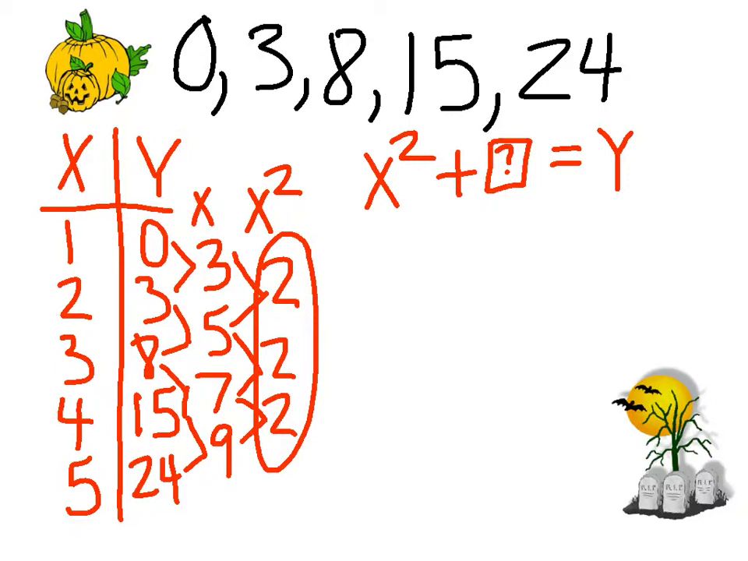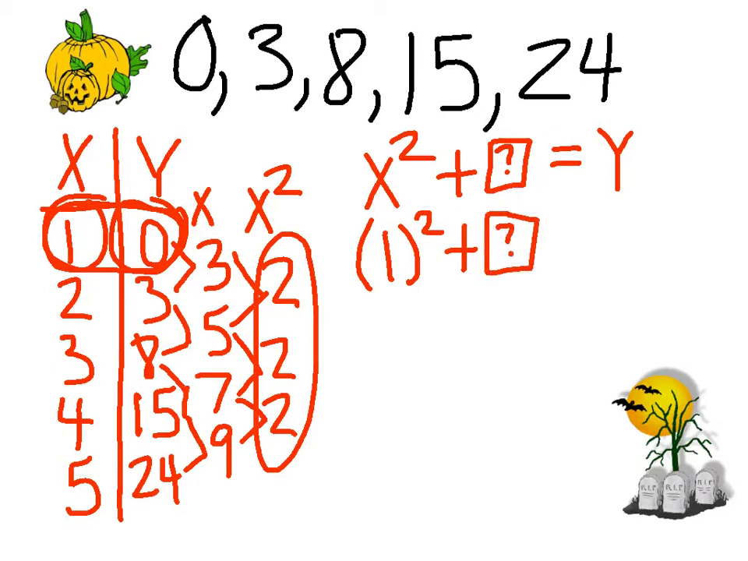Okay, so now we need to solve for this number. We're going to do the same thing we did last time. We're going to plug in one of our ordered pairs. So I'm going to plug in 1, 0. We plug in the 1 for x, and we plug in 0 for y. When we plug in 1 for x, we get 1 squared plus our number is equal to 0. 1 squared is 1 plus our number equals 0.